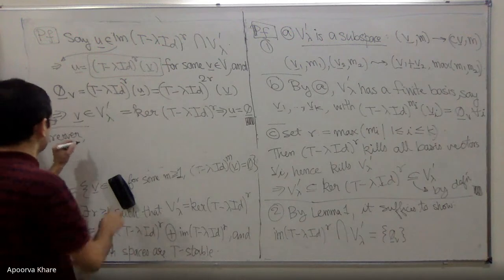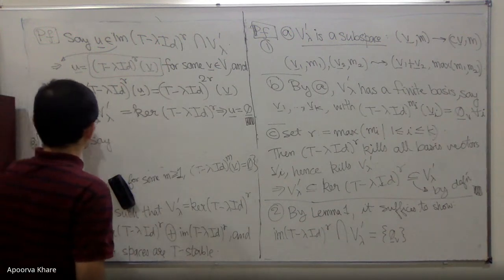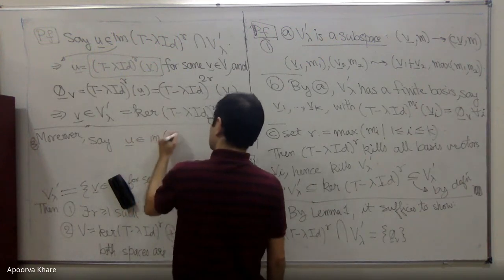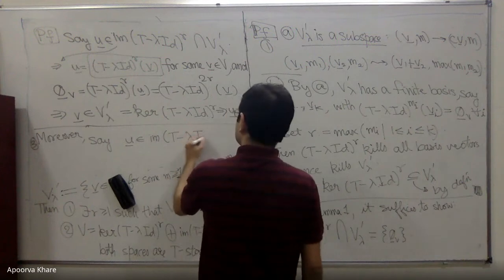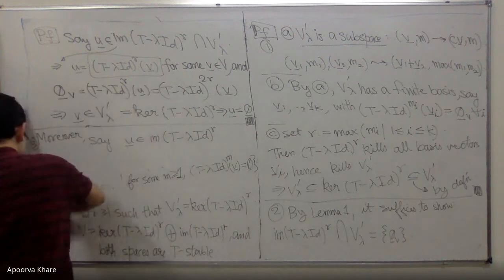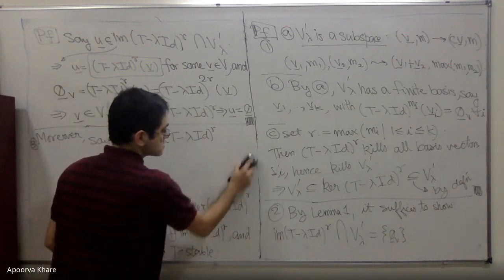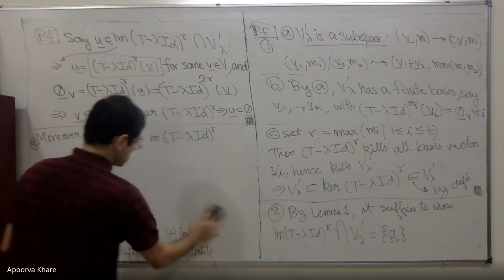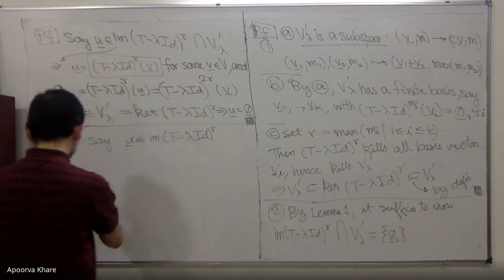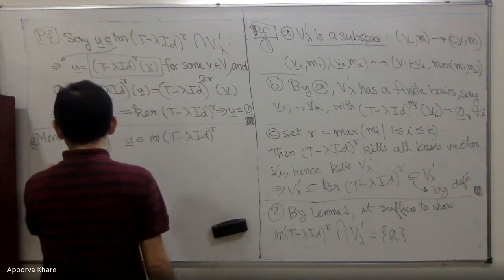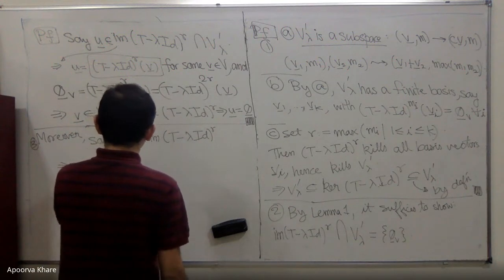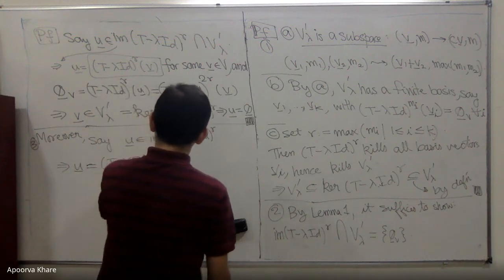Let's say U belongs to the image of (T minus lambda identity) to the R. That means U is equal to something like that. Let's just do this. I'll see if I can do this. If not, I will run away and we will continue. So U equals (T minus lambda identity) to the R times V for some V.